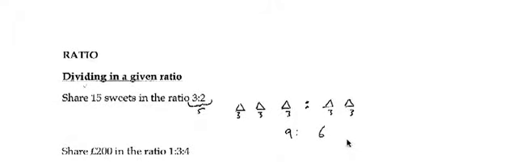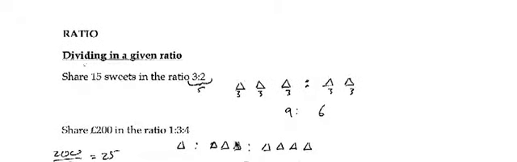So this time I'm sharing £200 between 3 people. So I'm going to share the money out into 1 pile of money for the first person, the second person gets 3 piles, and the third person gets 4 piles. So it looks like that.